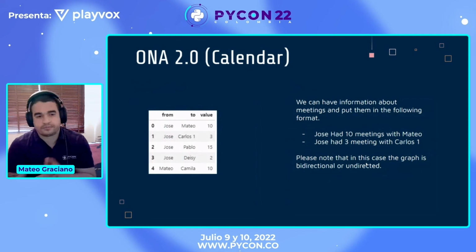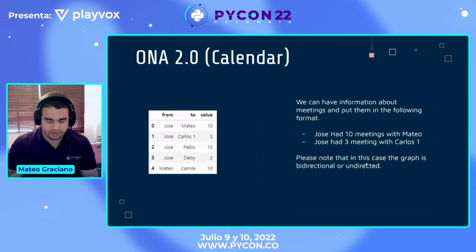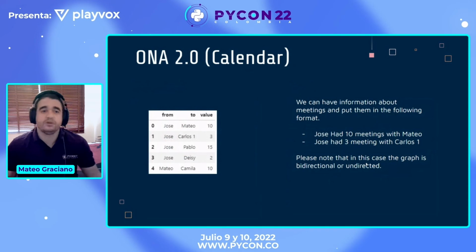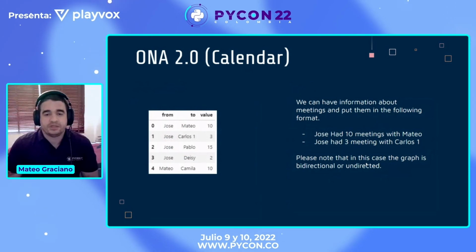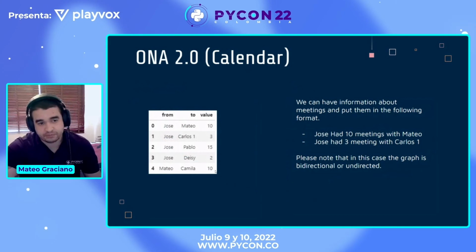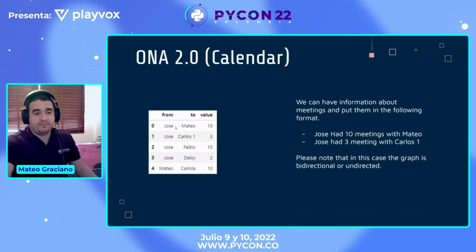And now, after that little insight, let's work on a different example using calendar information. Let's suppose that we have this kind of information: Jose and Mateo had 10 meetings. Jose and Carlos Juan had 3 meetings. Jose and Paulo had 15 meetings.